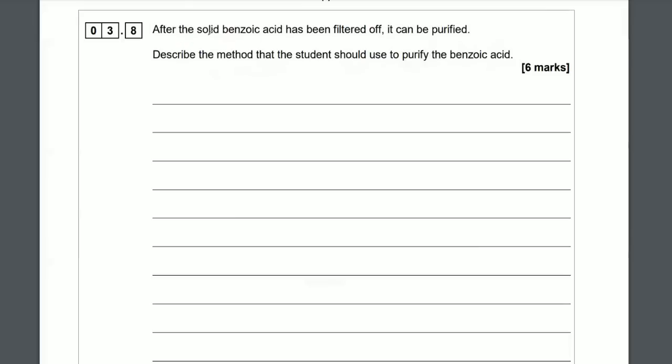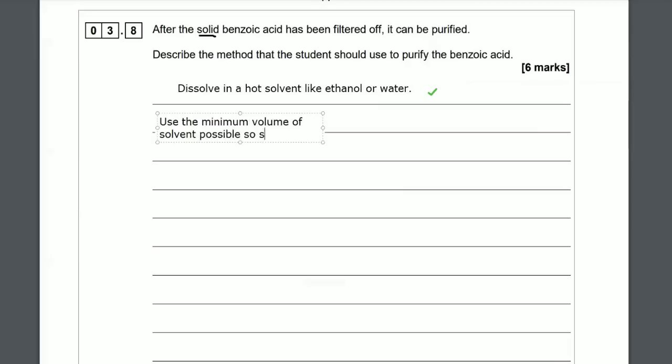After the solid benzoic acid has been filtered off, it can be purified. So we can purify our solid product. Describe the method that the student should use to purify the benzoic acid. So first of all, we want to dissolve it in a hot solvent like ethanol or water, because we said it's ionic, so it can dissolve in water. So we're going to dissolve it. We want to use the minimum amount of solvent possible so the solution is fully saturated with the benzoic acid. So we get it completely saturated like that.